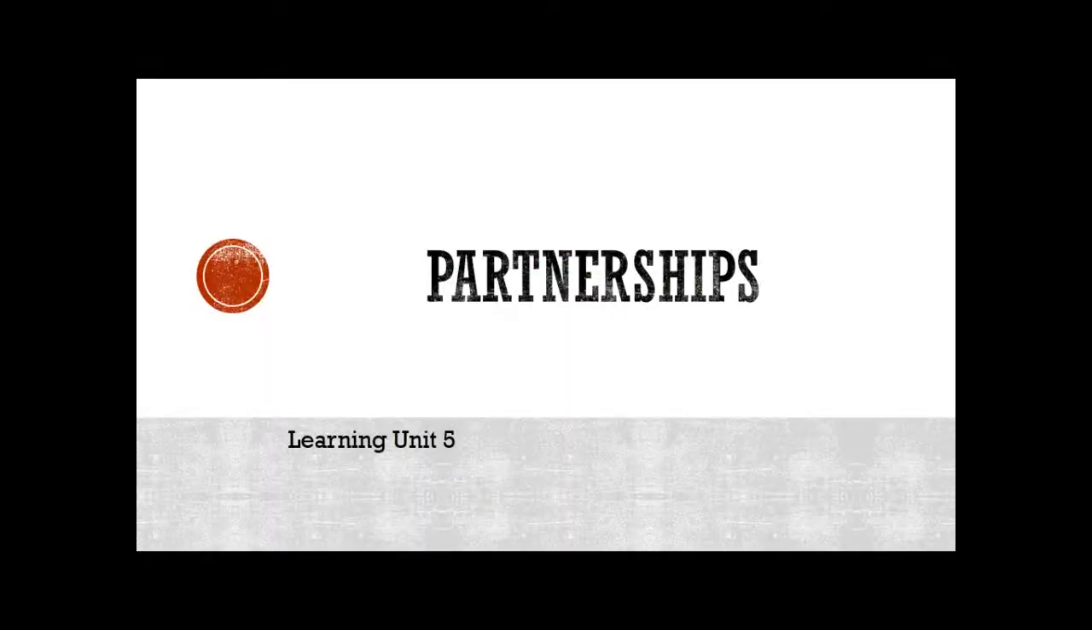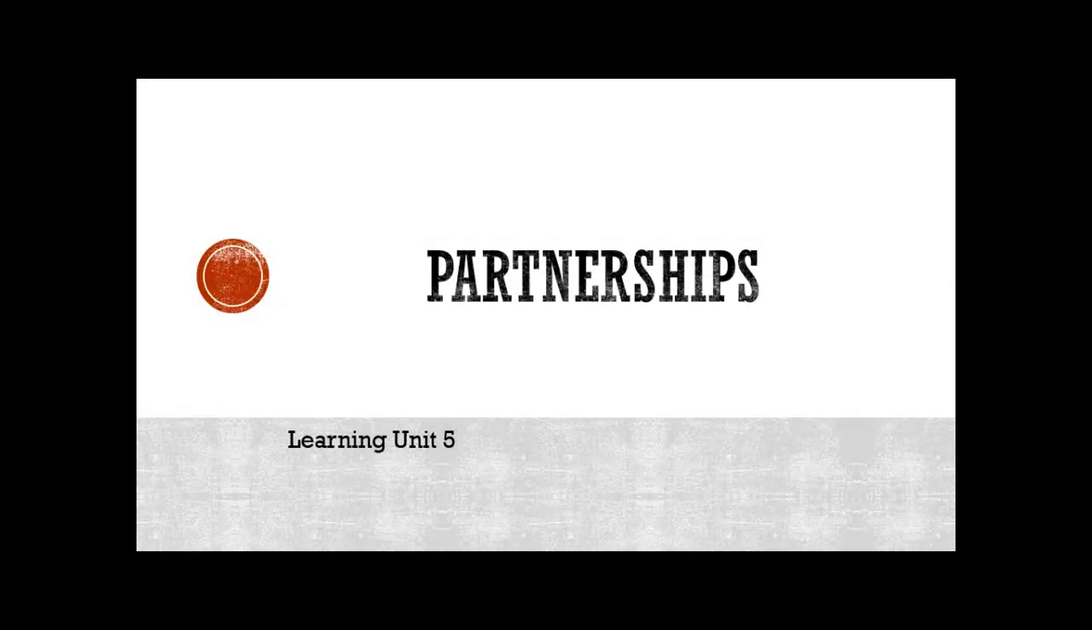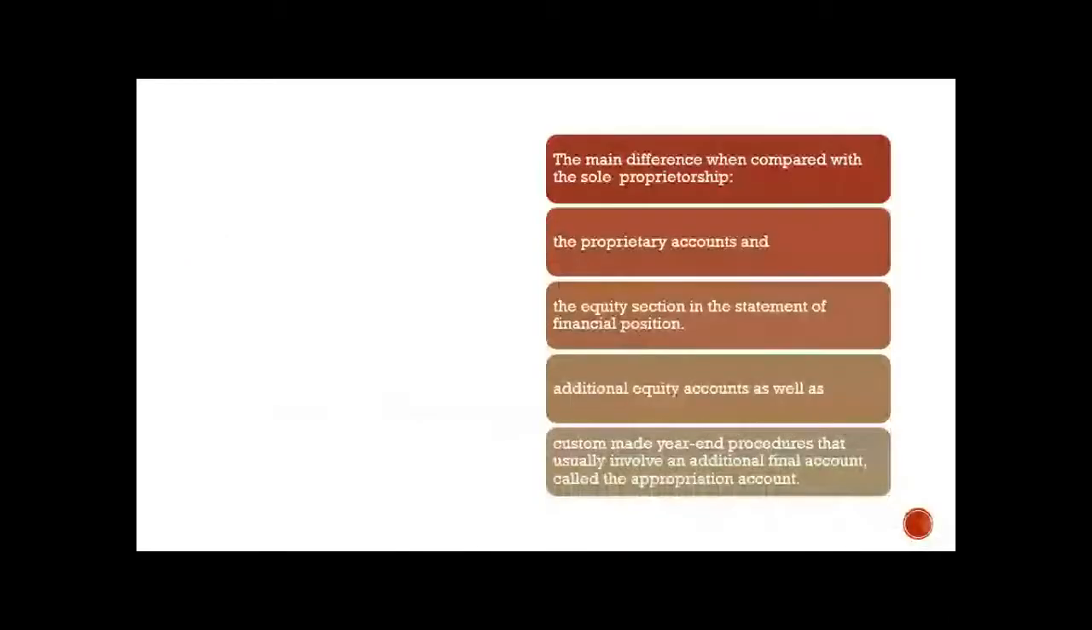Okay, partnerships. Now, partnerships is where there are multiple people, so two up to 20 people, that run a partnership together. Now, they've got a partnership agreement on how the profits are being split. For partnerships, they did ask it in last year's exam, so you need to know the section. So the main difference with a sole proprietor is the proprietary accounts, and then the equity section looks slightly different. And then we've got additional year-end procedures.